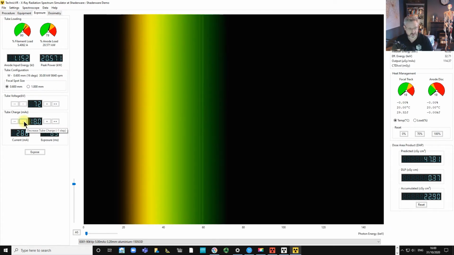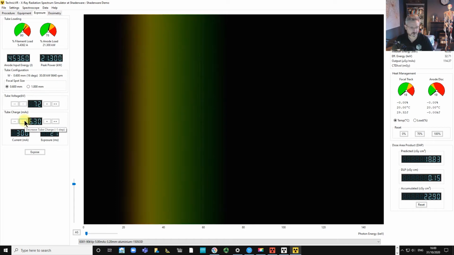So charging up the tube, i.e. adding more electrons into a tube that's got a certain voltage set, will only change the amount of X-rays. It won't change the nature of those X-rays. So I hope that helps. We might come back to this in a minute, but let's go back to our X-ray room and talk a little bit about the noises the machine makes and how we end up with our X-rays.